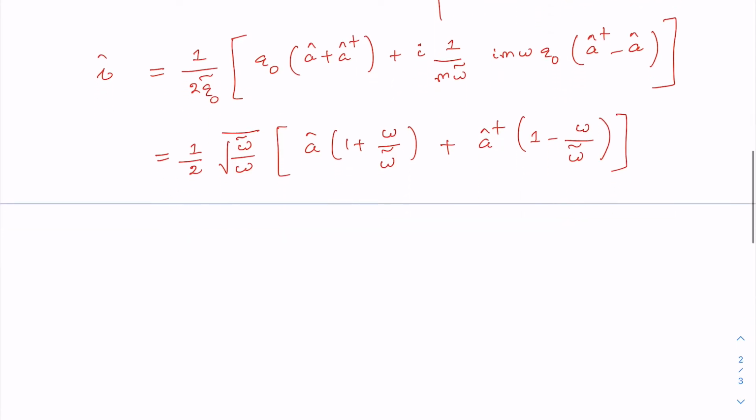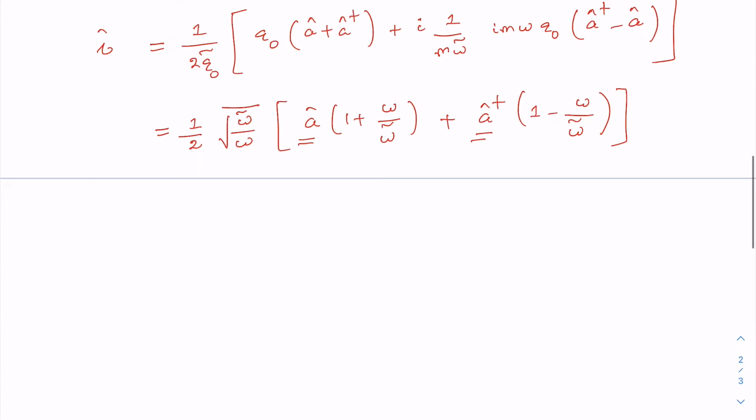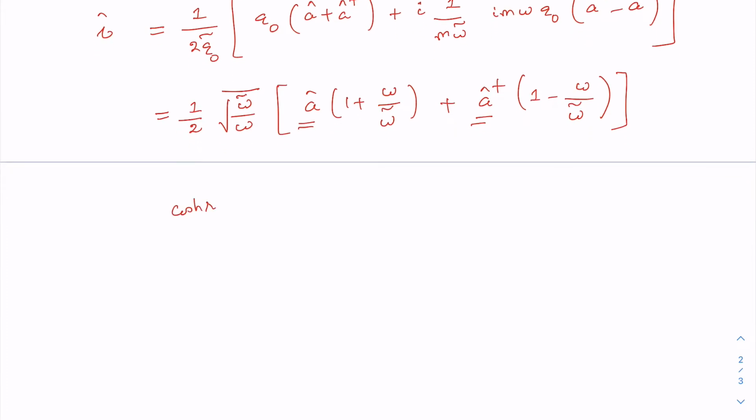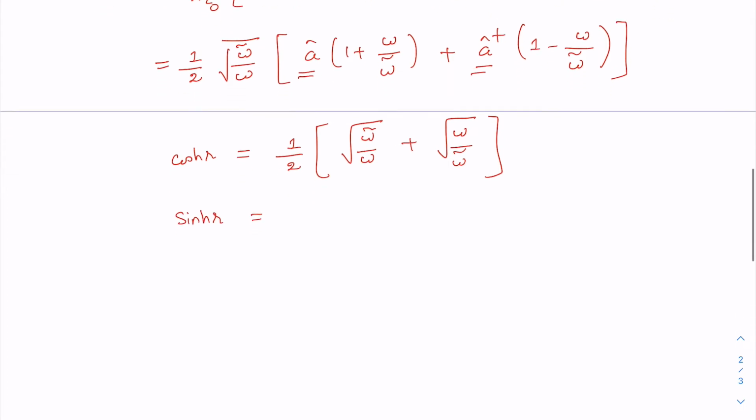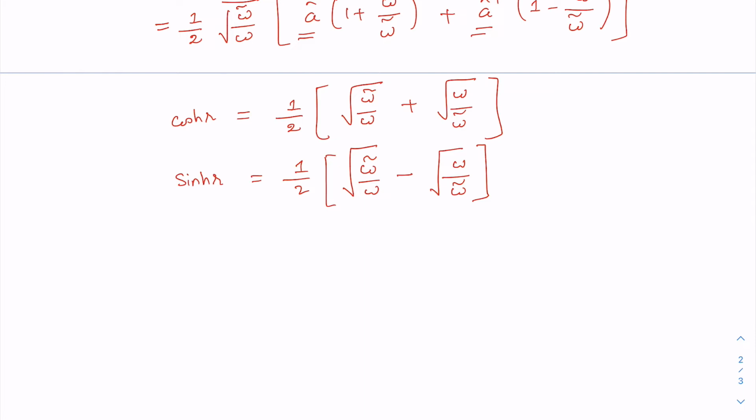Alright, so this is what you will have. Now clearly the new annihilation operator is a combination of the old annihilation and creation operators. So if I now write, say, cosh r is equal to half square root of omega tilde by omega plus omega by omega tilde, and sinh r I can write as 1/2 under root omega tilde by omega minus omega by omega tilde. So you will immediately see that cosh squared r minus sinh squared r is equal to 1. You can verify it very easily.